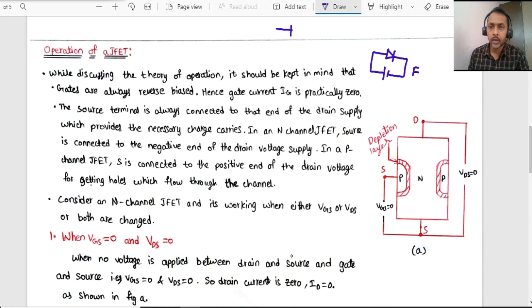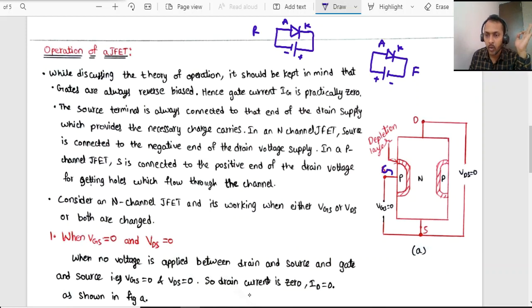The same diode, to make it reverse biased, the anode is connected to the negative terminal and the cathode is connected to the positive terminal, like this, negative, positive. Here this is the anode and cathode. This is under reverse bias. So these are the previous basics, right? Here also the gate is to be always reverse biased.